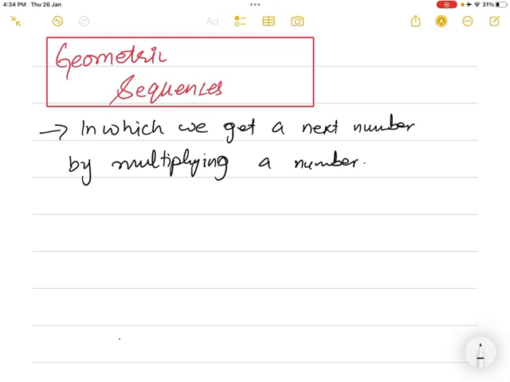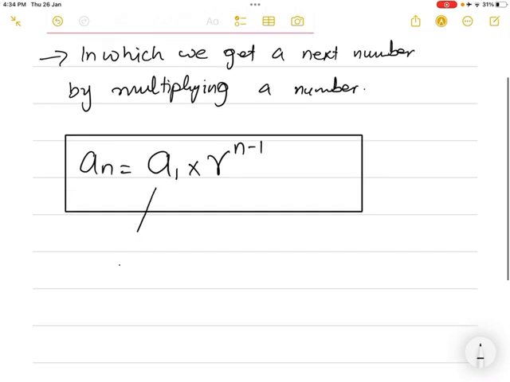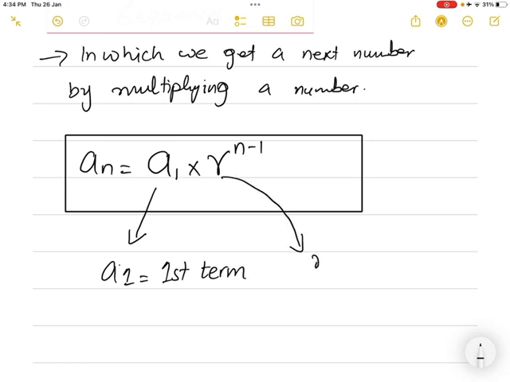So the formula would be an equals a1 times r power n minus 1. Now as we know from the previous lesson, a1 is the first term, and r is the common ratio. It is what? Common ratio. And r can be found by next divided by previous.